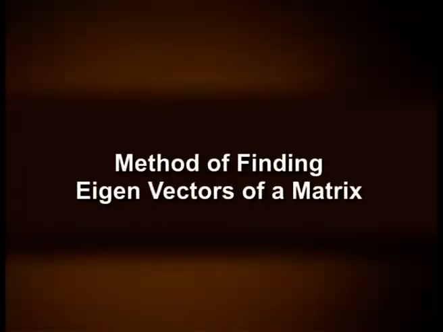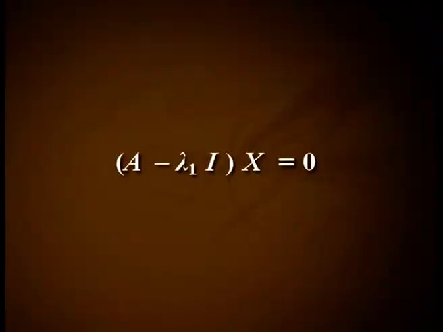Method of finding eigenvectors of a matrix. In view of Theorem 3, to determine all the eigenvectors of a square matrix A, we proceed as follows. Step 1. Determination of eigenvalues. Find the eigenvalues of the matrix A by solving the characteristic equation determinant of A minus lambda I equal to 0 for the values of lambda. Step 2. Determination of eigenvectors. If lambda 1 is an eigenvalue, then the eigenvector corresponding to lambda 1 is determined by solving for x the matrix equation (A minus lambda 1 I) x equal to 0.